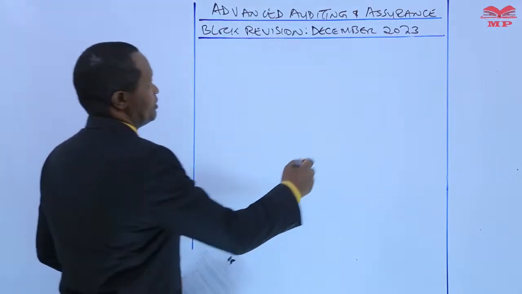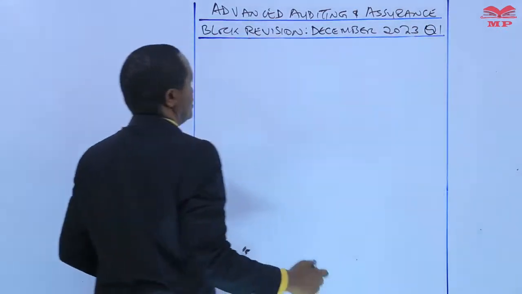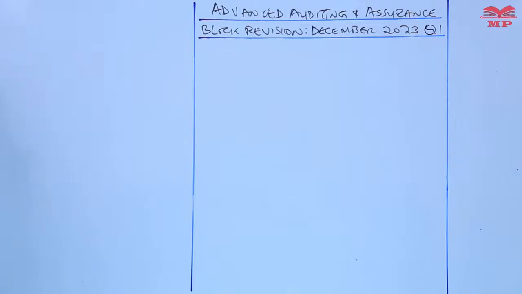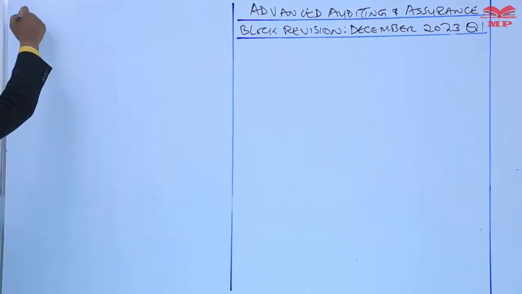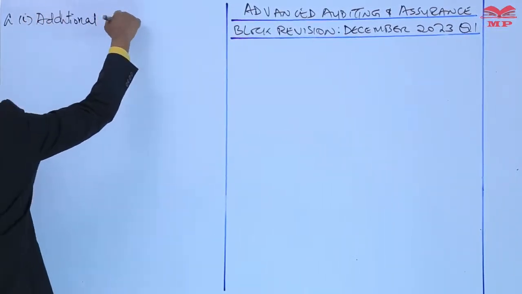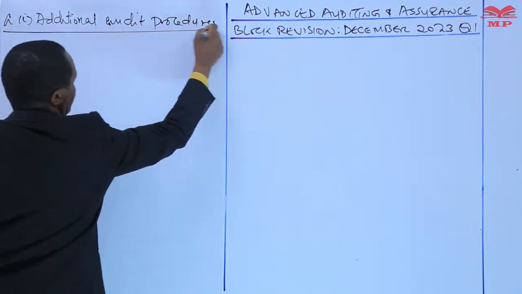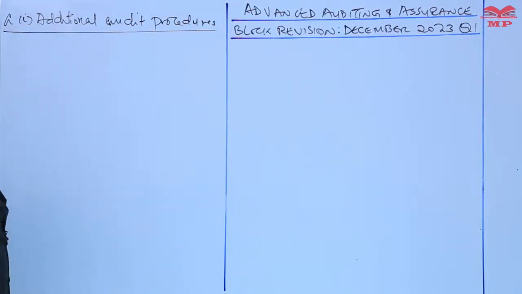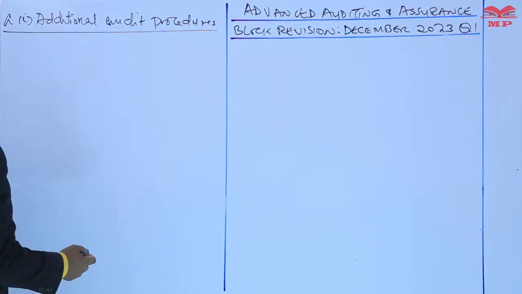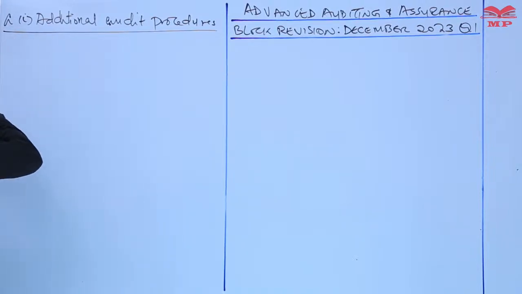This is December question 1, A, Roman 1. What are the additional audit procedures that the auditor should perform in respect to buildings? Now, candidates, the first audit procedure is to review the accounting policies.